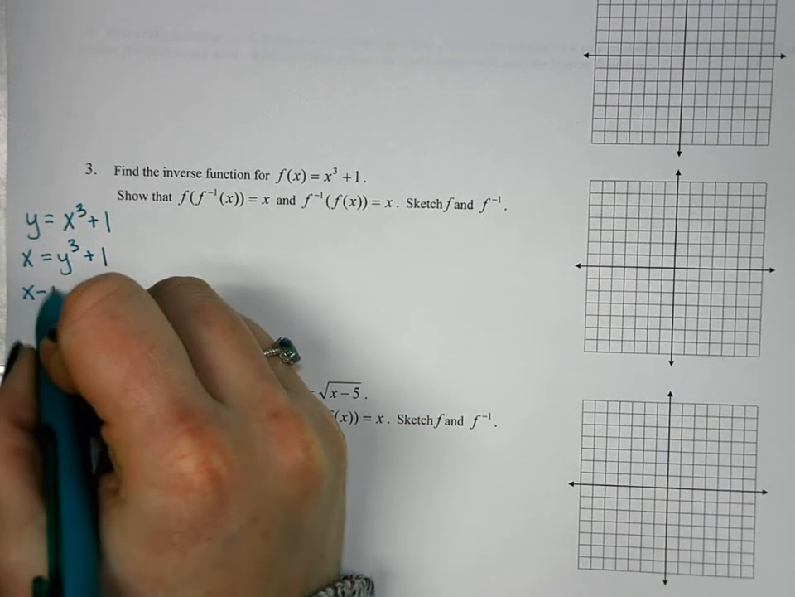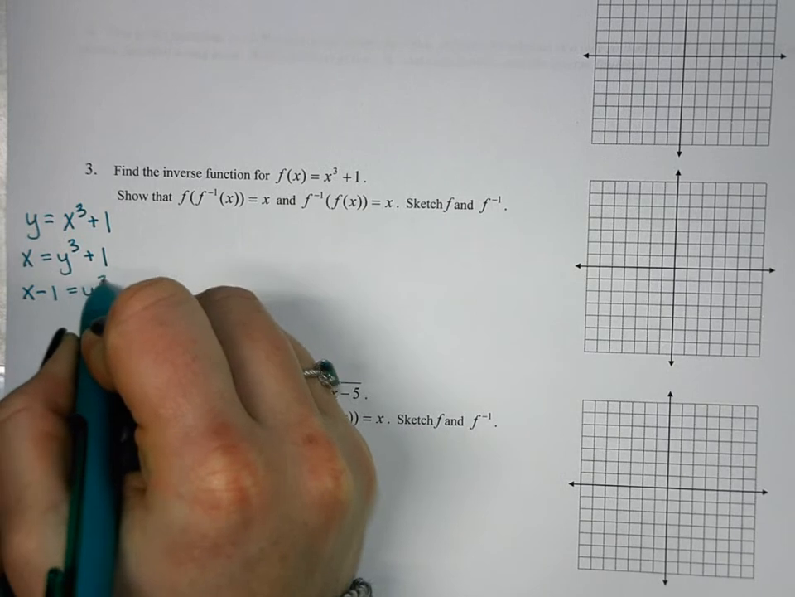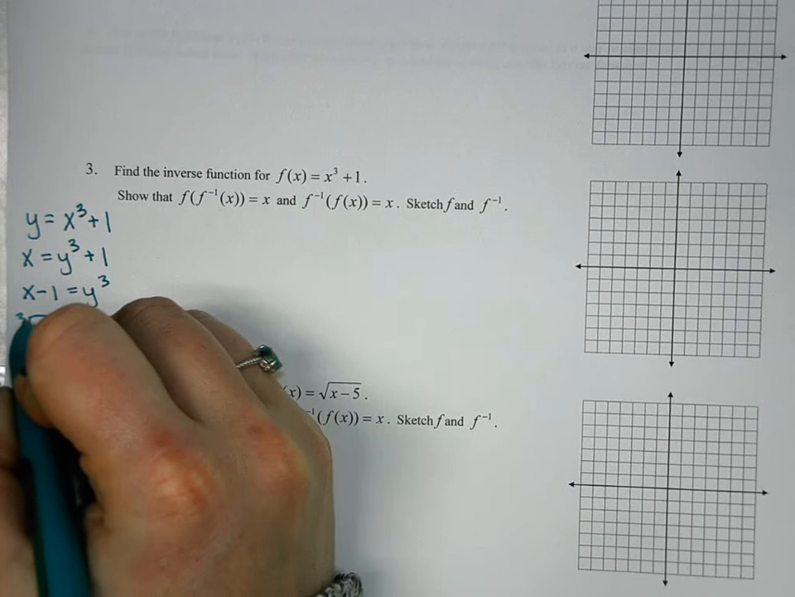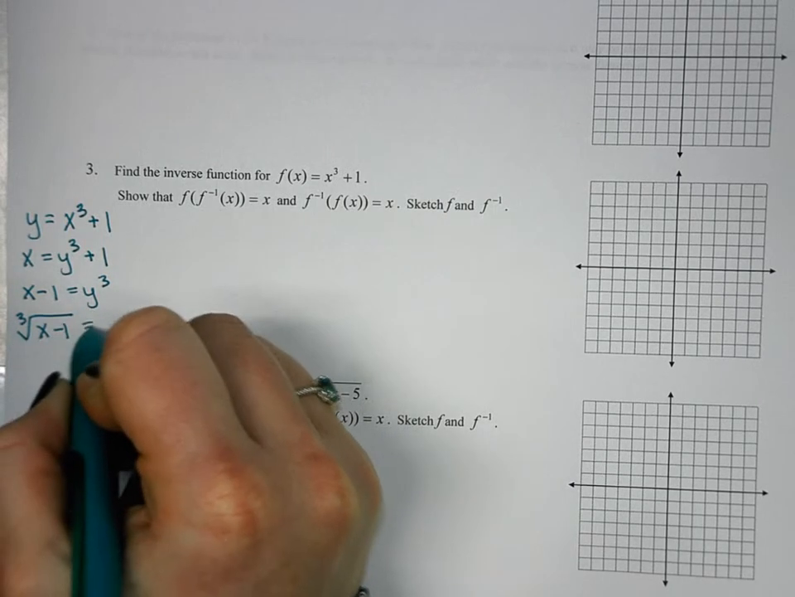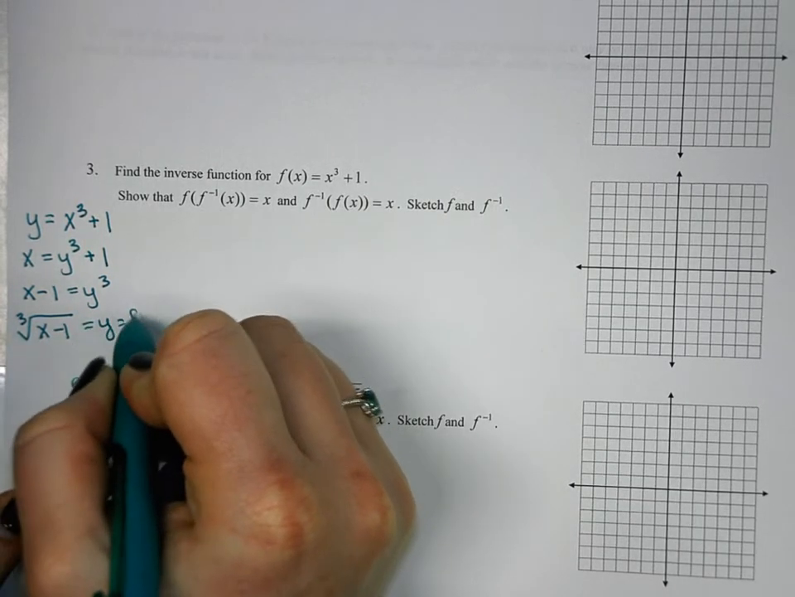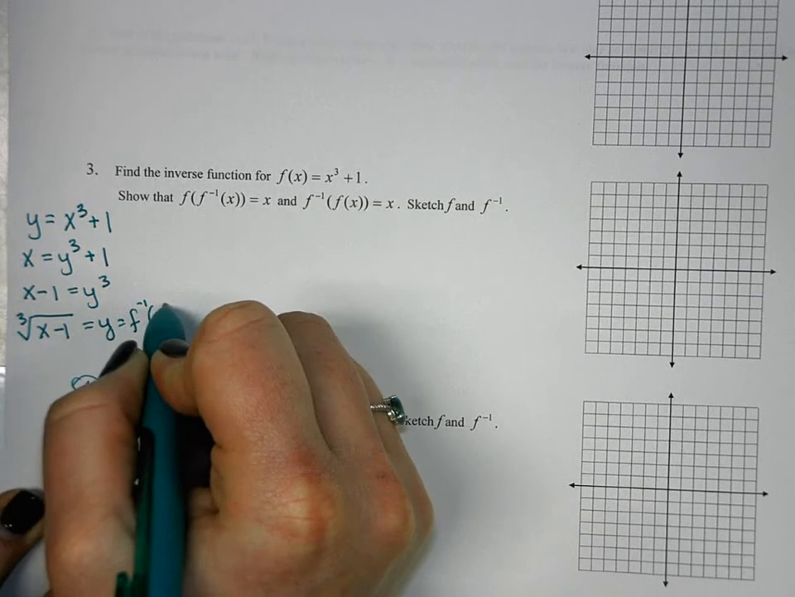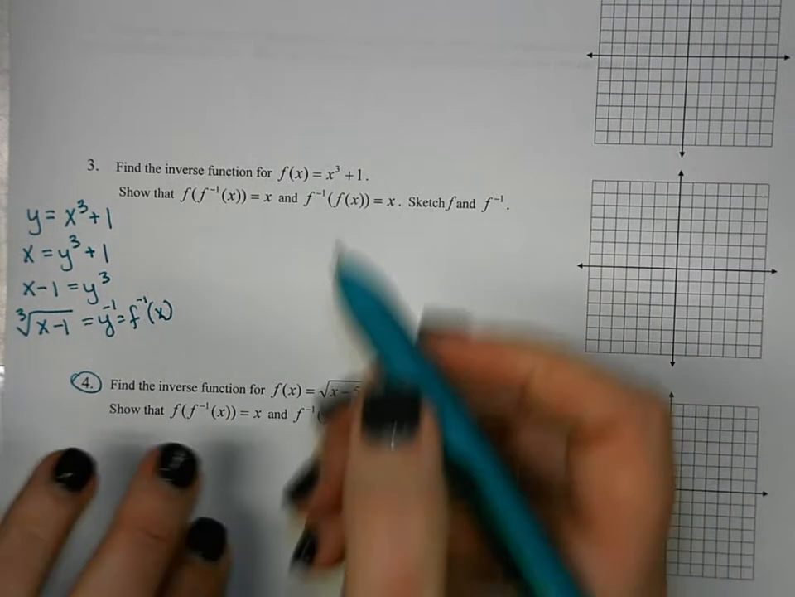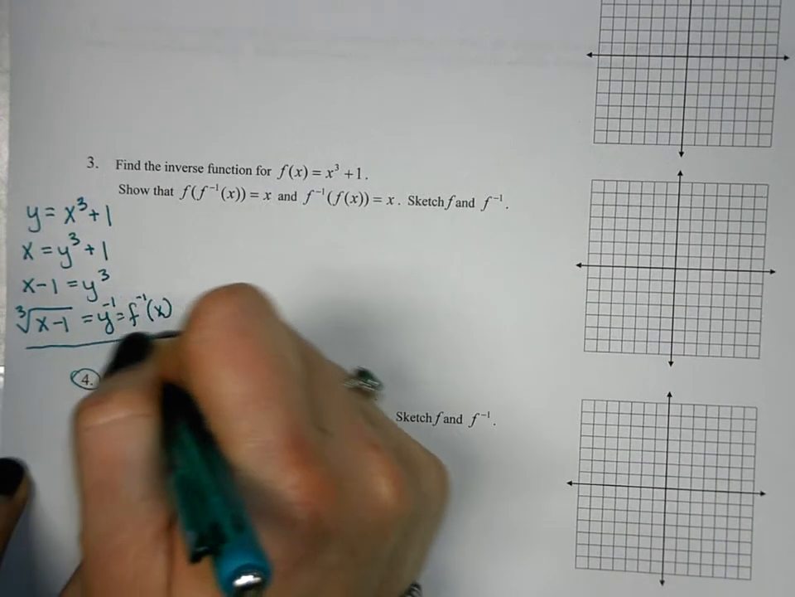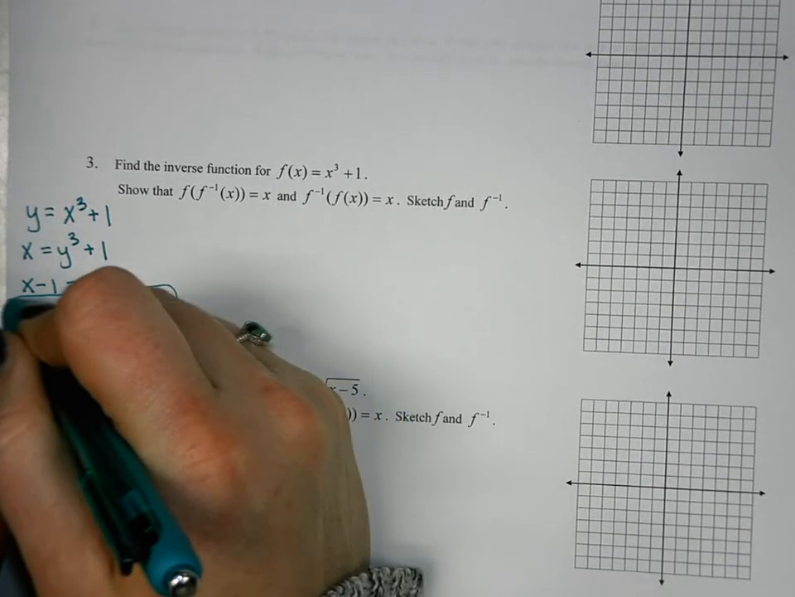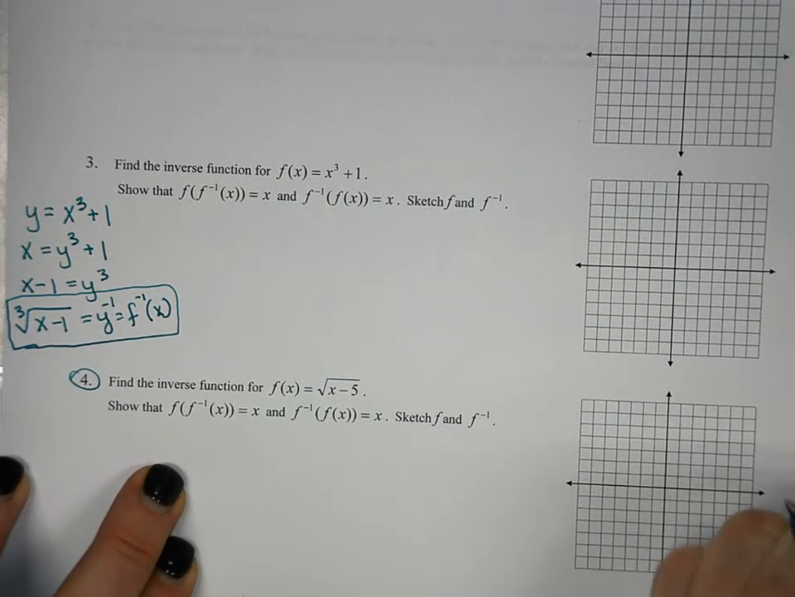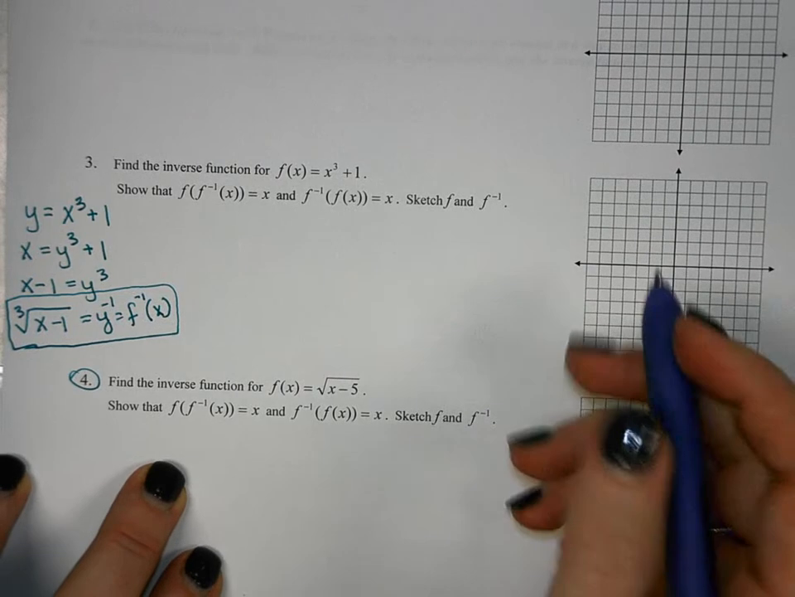And then I'm going to solve for y. So I'm going to subtract 1. And then to get rid of something cubed, we have to cube root it. So this would be our inverse. So for the first part, that is our answer, finding the inverse. The second part, we have to verify.